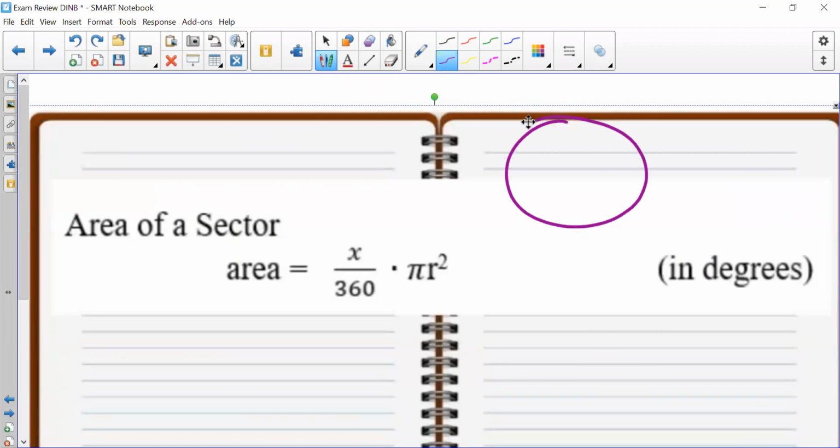So this is talking about we have a circle, and instead of finding the area of the whole circle, it's finding the area of a piece, almost like a piece of pizza or a piece of pie. X is still going to be the angle. We only did this in degrees, so only one formula, x over 360 times pi radius squared.